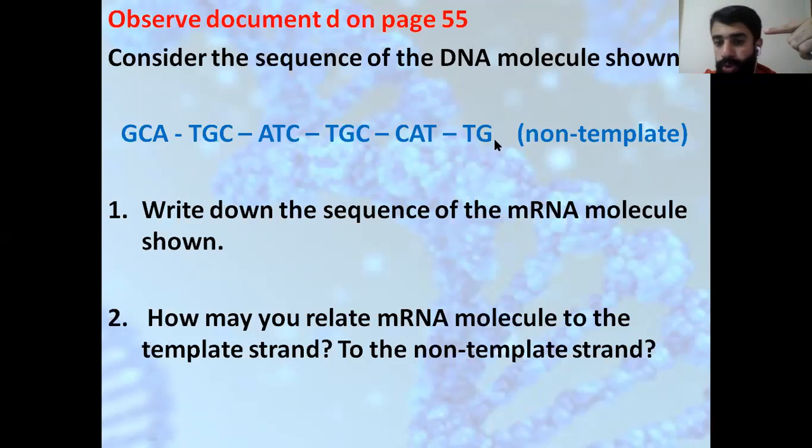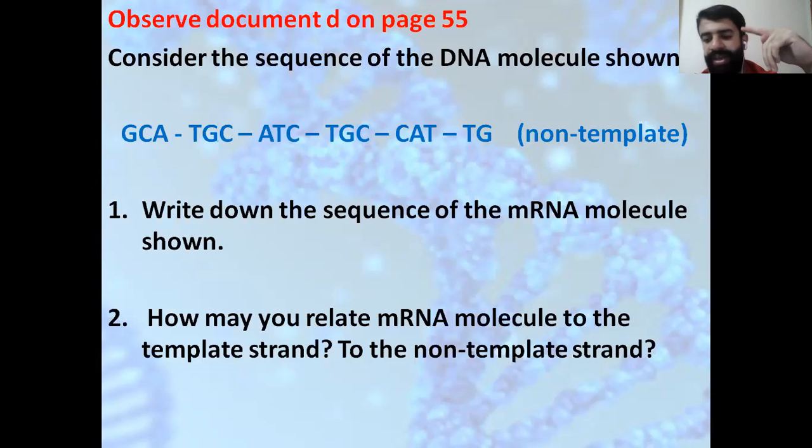TG is going to be UG. How may you relate the mRNA molecule to the template and the non-template? Non-template is identical, but T is replaced by U. What about if I gave you the template? The template strand, it's called the transcribed, is the non-coding. So if you have to find out the mRNA molecule, it should be complementary to the template.